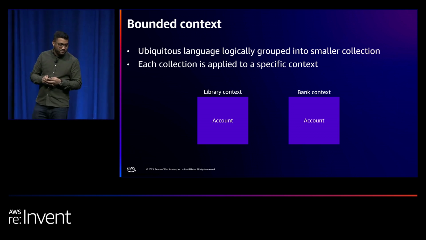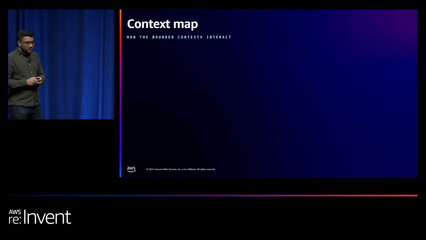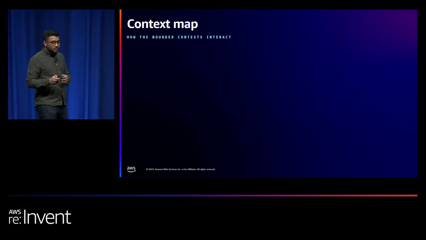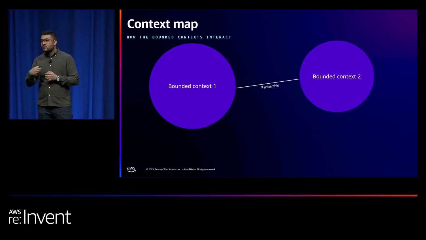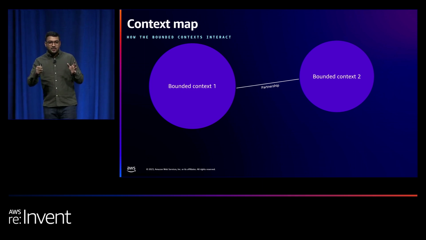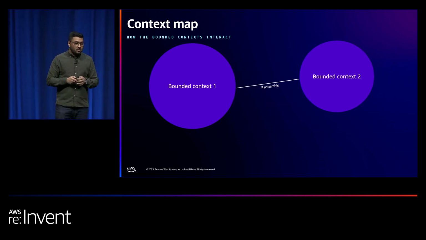I hope there is no software as weird as this, catering to both of these, but it makes the point. So once we have done this, we are going to try to build a context map where I will have multiple bounded contexts. And now I'm going to try to define how these bounded contexts are talking to each other. There are 7 different models in which these bounded contexts can talk to each other.